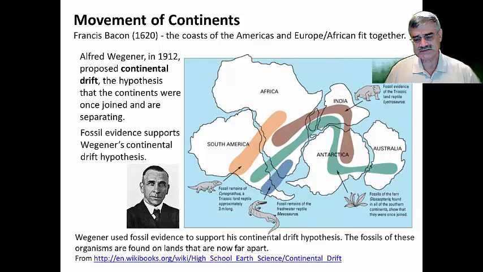Well, this idea still was a little early for most scientists to accept. But then, over a period of time, additional evidence came about, which has led scientists to revisit this and to modify this hypothesis of Wegener's.